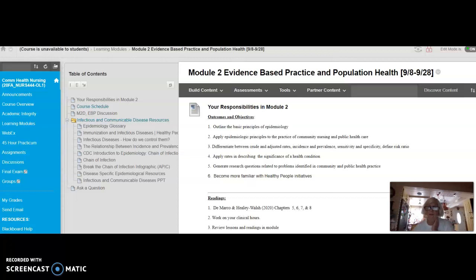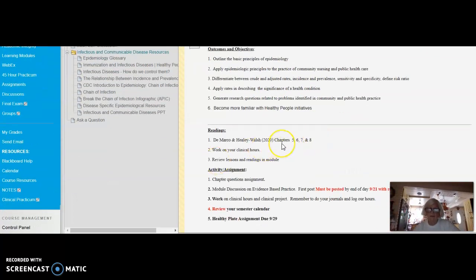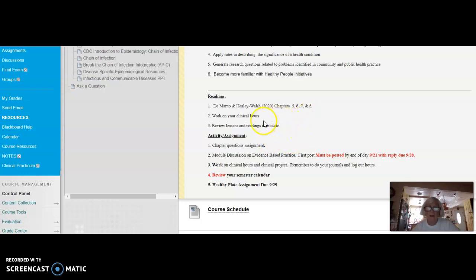Module 2 speaks to evidence-based practice and population health. As with every module, it begins with your responsibilities. It goes through the readings of what you need to do. You should have by now connected with your clinical sites and at least have some hours on your calendar.